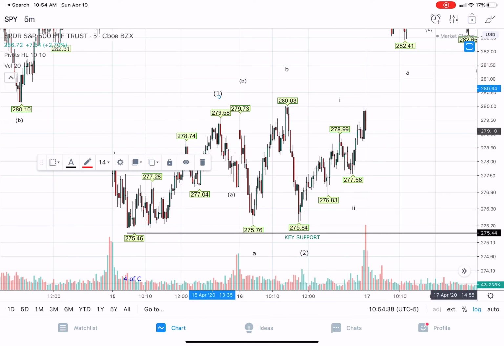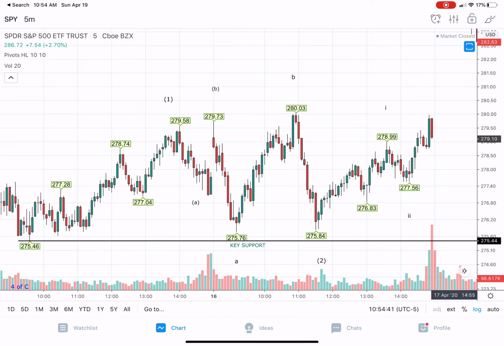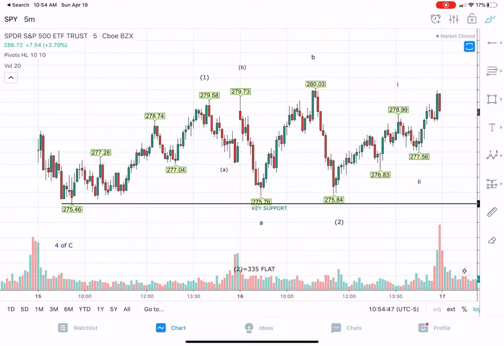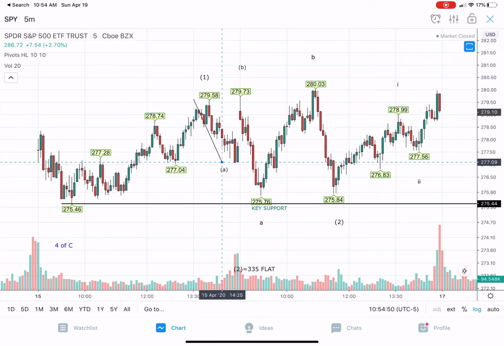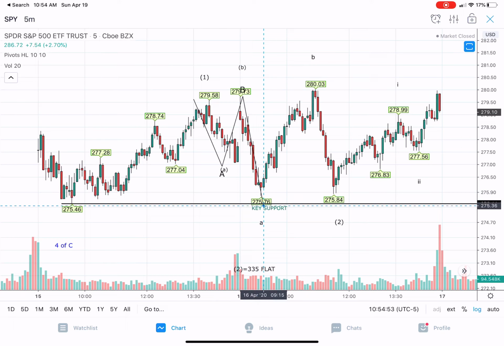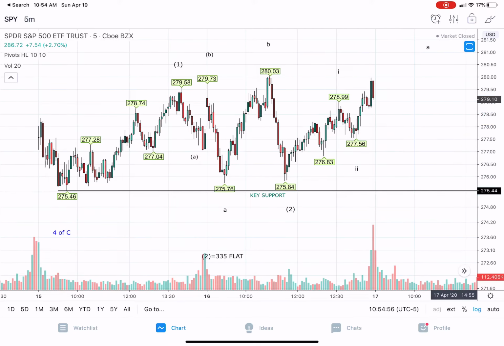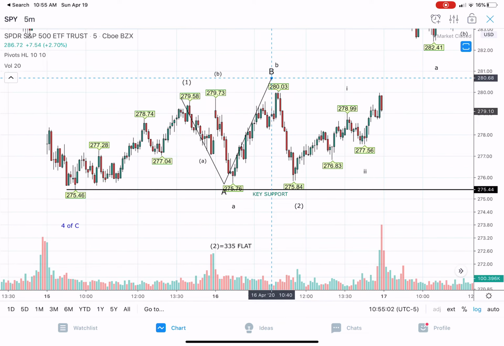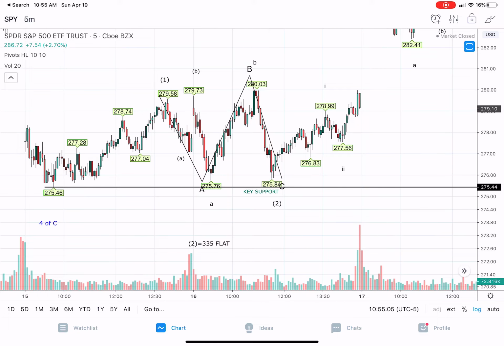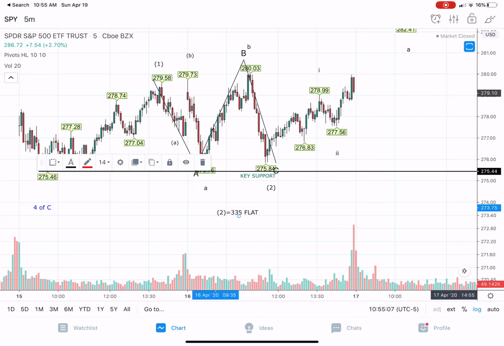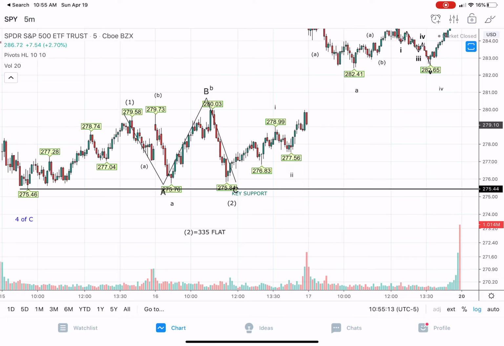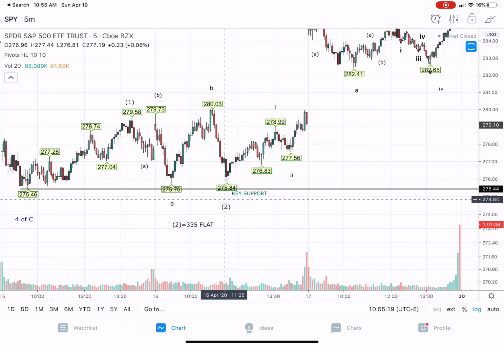You get your wave 1 here. And then this correction took the form of another flat, a 3, 3, 5 flat. You can see here again, it broke down into A, B, C. So basically the flat is going to look like this. It's going to be an A, B, C. So we know that wave 2 was a flat. It is safe to assume that wave 3 is going to be a sharper correction or a zigzag. So this was a flat correction here, and we got our wave 2 low right here at 275.84.